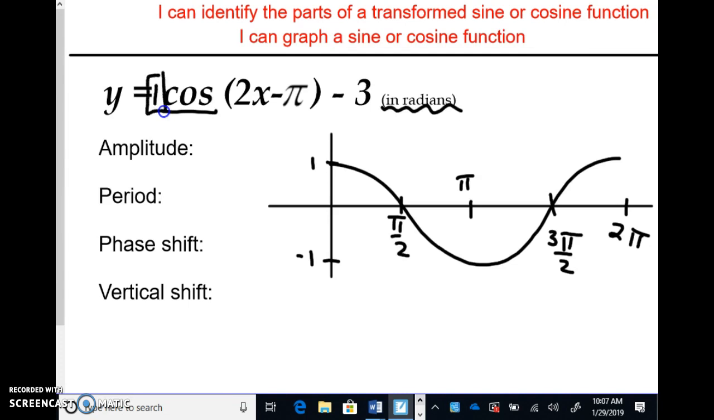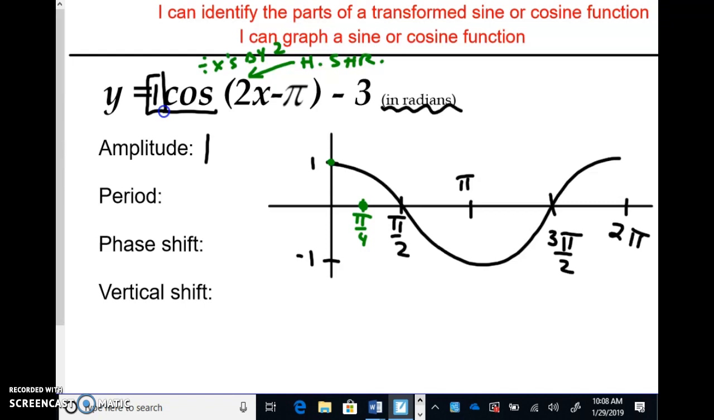Amplitude is 1, so we do not need to change anything due to the amplitude. This 2, again, horizontal shrink. Divide x's by 2. So this x is 0, it stays 0. This x is at pi over 2. So when you divide pi over 2, which is 90, by 2, you get 45, which is pi over 4.